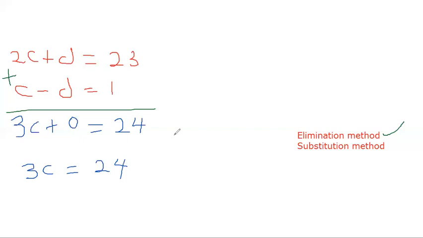21. Why 21? 3C is equal to 24. We bring the 3 there, it becomes 24 minus. No, you don't bring it now. Because it is 3C, not 3 plus C, I'm going to divide the two sides by 3.